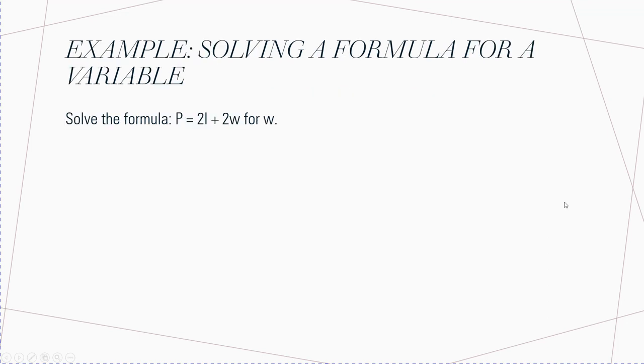All right, so now let's talk about solving a formula for a variable. So let's take that perimeter formula. So perimeter is equal to 2 times the length plus 2 times the width. And I want to solve it for w. So what you want to do is get the w by itself. So you're going to subtract 2l from each side. So notice how they cancel here. So you get p minus 2l is equal to 2w.